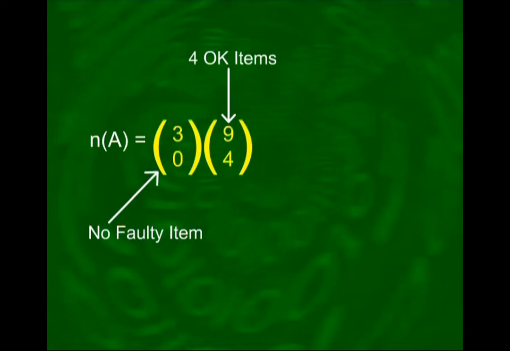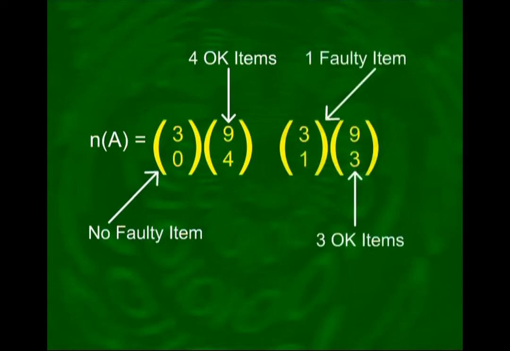in accordance with the multiplication theorem that I discussed in the last lecture. Bilkul isi tarah, we can find the number of ways in which we can have 1 faulty and 3 all right items. And as you now see on the screen, the total number of ways in which this can be done is 3C1 into 9C3. 3C1 ways of drawing 1 faulty item out of 3 and 9C3 ways of drawing 3 all right items out of 9.